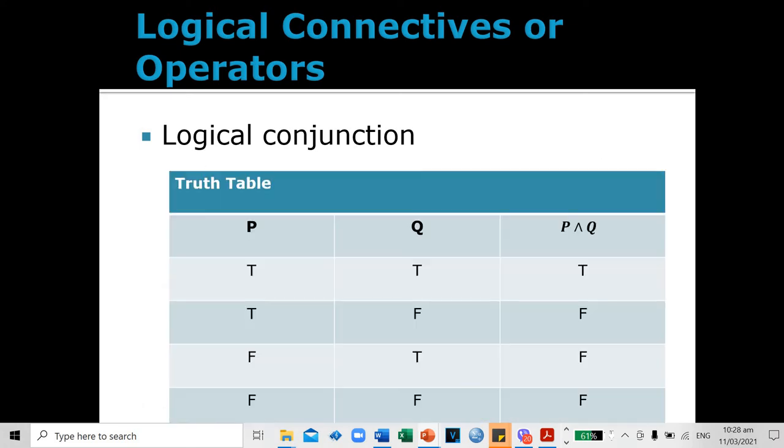So this is the truth table for the logical conjunction. You have P and Q, and then we have here P and Q. If P is true and Q is true, therefore P and Q is true. We have to take note that in conjunction, if the premises are both true, then the conclusion must be true. If one of them is false, then our conclusion will be false. So even if one of the premises is true, it will still give us false. That's for logical conjunction.